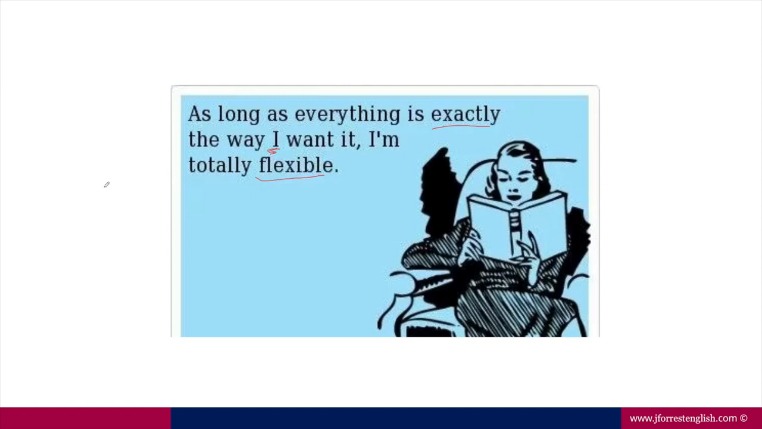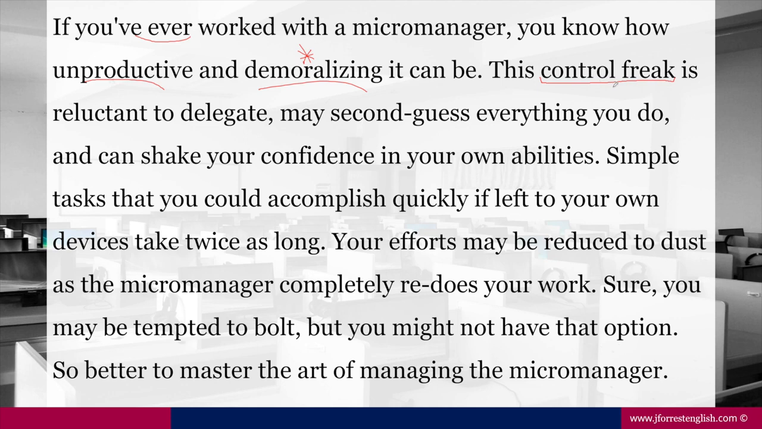The only difference is a control freak describes anybody. They don't have to be a manager to be a control freak. But a micromanager is also a control freak. That would be one of the characteristics that makes them a micromanager, the fact that they are control freaks as well. But I'm sure you've probably also worked with a coworker that wasn't your supervisor, but that was still a control freak. Or perhaps someone in your family is a control freak, or one of your friends is a control freak. All right, so we have our control freak. This control freak is reluctant. So this means that they don't want to.